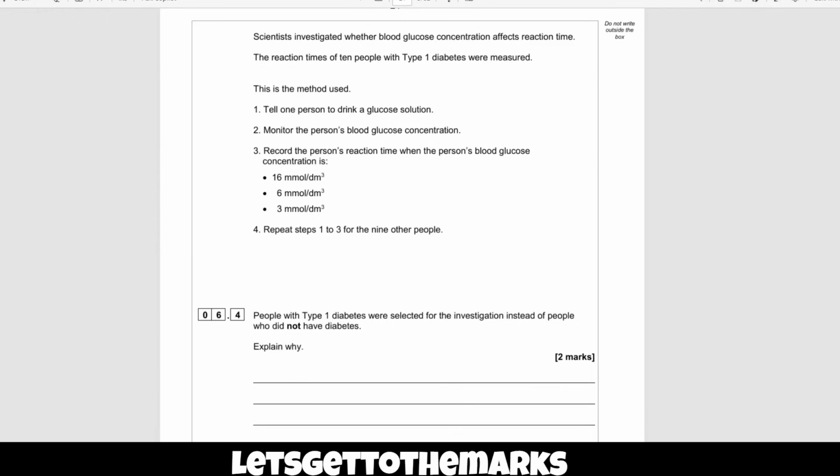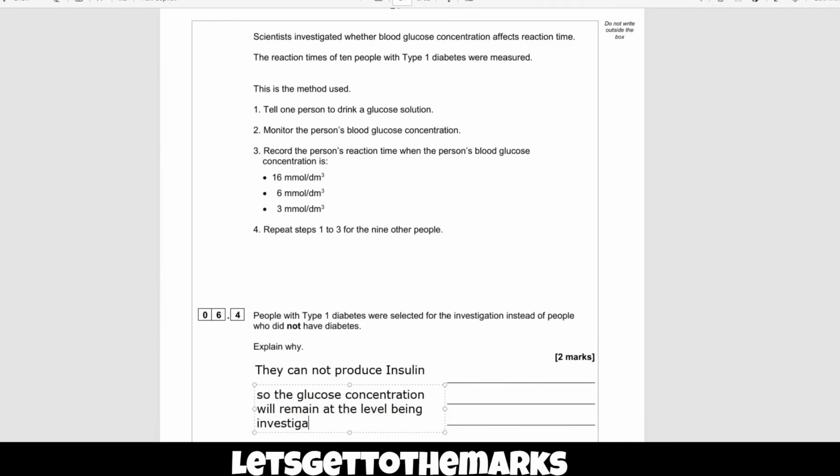This is because people with type 1 diabetes, what don't they produce? They cannot produce insulin. So the glucose concentration will remain at the level being investigated. If you gave someone a 16, their blood glucose concentration is going to stay at that level for longer because they don't have insulin.